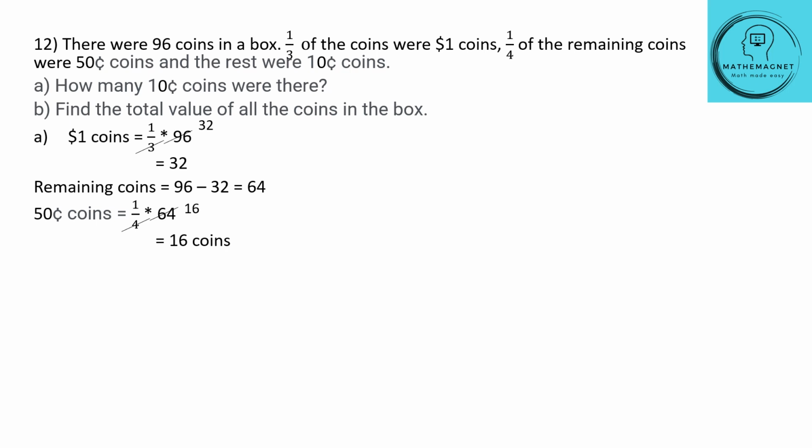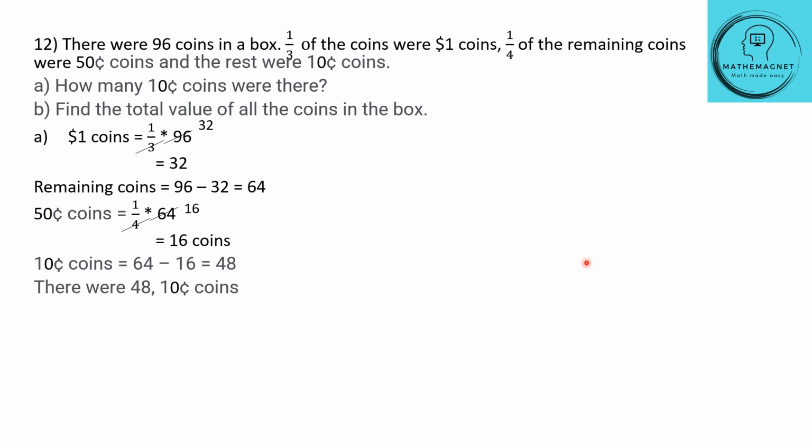Now we know there were 32 $1 coins and 16 50-cent coins. To find the remaining 10-cent coins, we will subtract 64 minus 16. 64 is the remaining coins after considering the $1 coins. By subtracting the 50-cent coins from this, you will get the 10-cent coins. So 64 minus 16 will give you 48. So there were 48 10-cent coins.